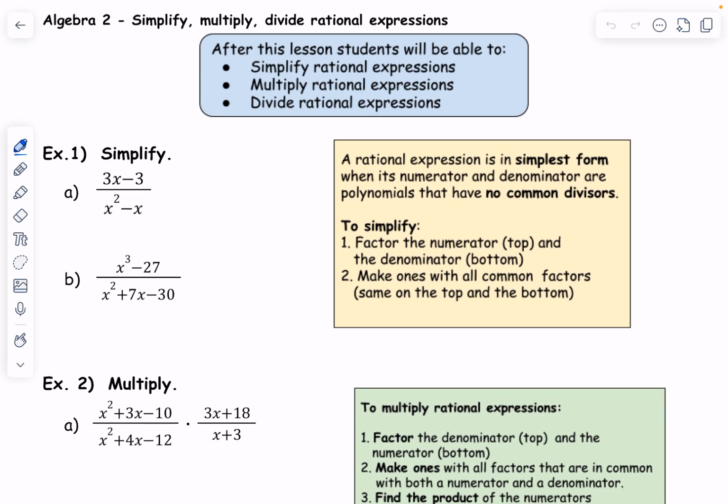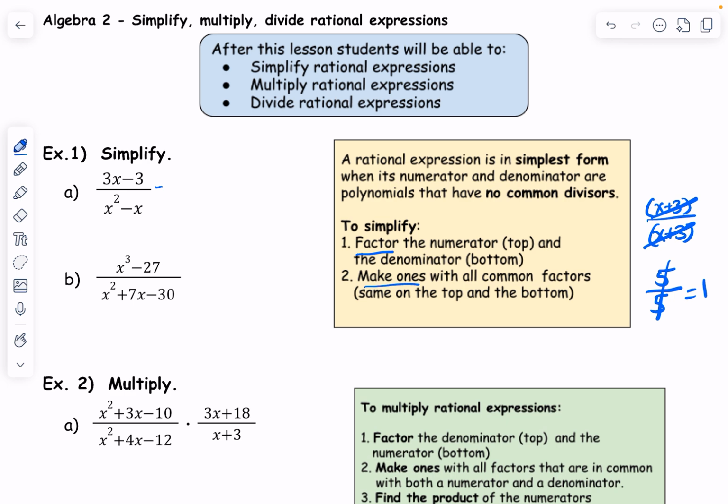A rational expression is in simplest form when the numerator and denominator of a polynomial have no common divisors. To simplify, we would factor the numerator and the denominator, and we would make ones. In other words, if I have x plus 3 on the top and x plus 3 on the bottom, that's a 1. Just like if I had 5 over 5, that would make 1.